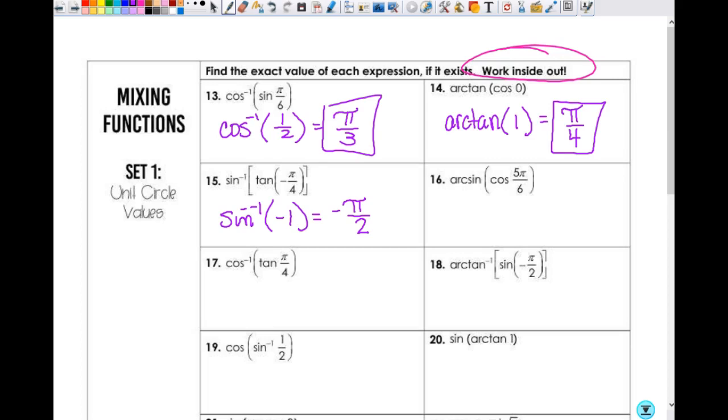Awesome. 16. Arc sine of the cosine of 5 pi 6. So I want the arc sine of, so what's the cosine of 5 pi 6? Negative, because that's in the second quadrant, so it is negative square root of 3 over 2. So then the arc sine is going to be what? Good, I heard that. Negative pi thirds. Yes? Okay, you work on 17 and 18 and stop. See if you can get those 2 done.